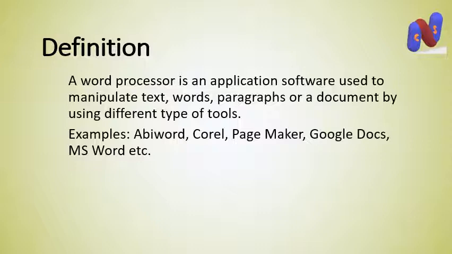I'm going to repeat the definition. A word processor is an application software used to manipulate text, words, paragraphs or a document by using different types of tools. Examples are Abbyy Word, Corel, PageMaker, Google Docs, MS Word, etc.